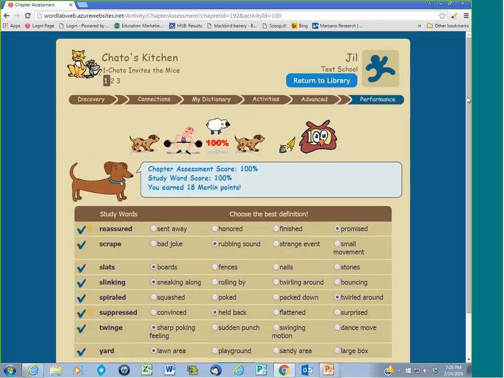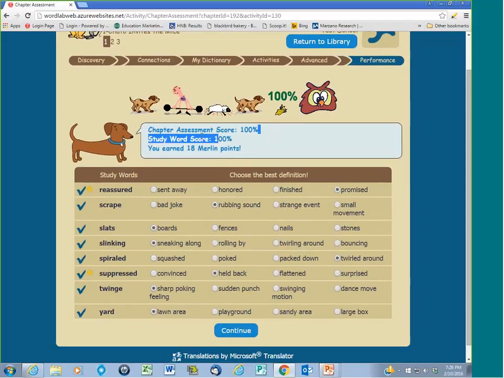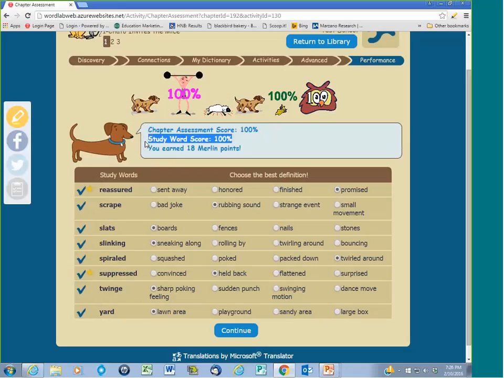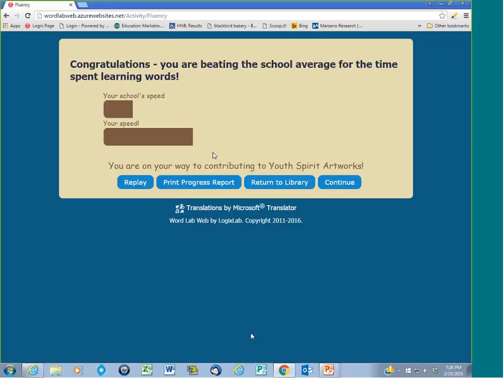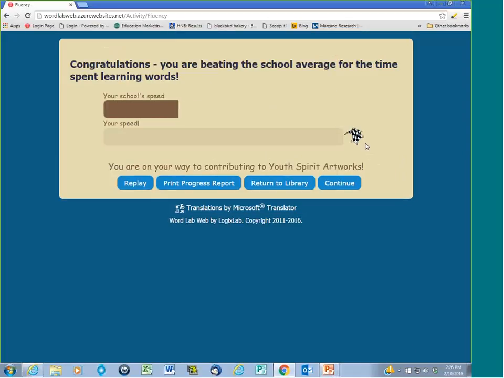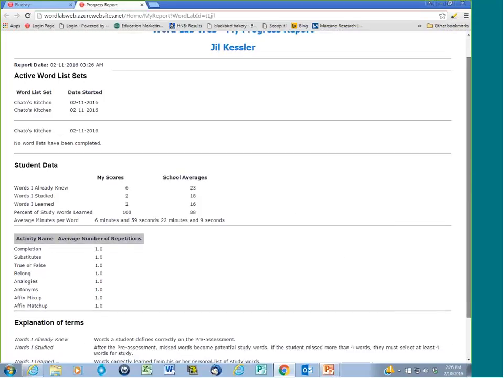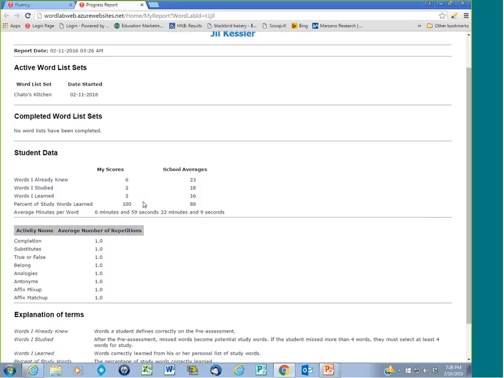Check my work, and 100% both on all the chapter words and on my specific study words, and I earned 18 Merlin points. And turns out I'm pretty fast too. This is the school's average speed, and I'm faster than average. Now I'm going to print my progress report so that I have a record and I can share it with whoever wants to know how I'm doing.